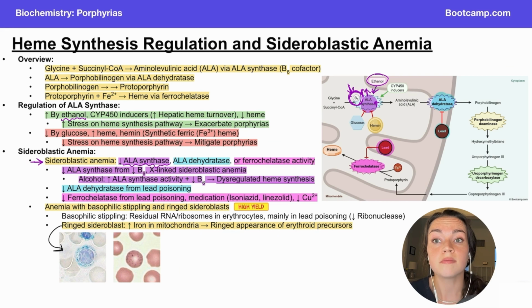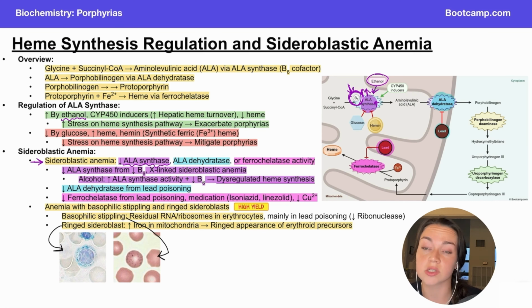The other thing that you might see in sideroblastic anemia, depending on the cause, is basophilic stippling. This is more common in the acquired forms of sideroblastic anemia, so things associated with exposures. Most classically, this is associated with lead poisoning. Basophilic stippling is caused by residual RNA and ribosomes in the erythrocytes, right? Mature red blood cells shouldn't have either of those things. Like I said, this is mainly associated with lead poisoning due to a decrease in the ribonuclease enzyme that's associated with breaking these things down. That enzyme's inhibited by lead and some of those other exposures.